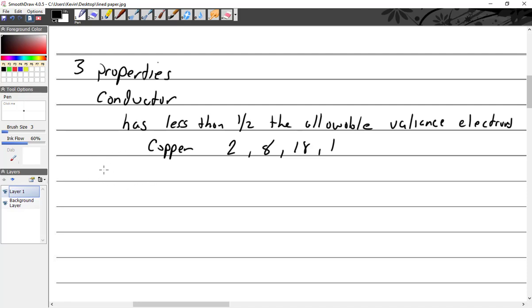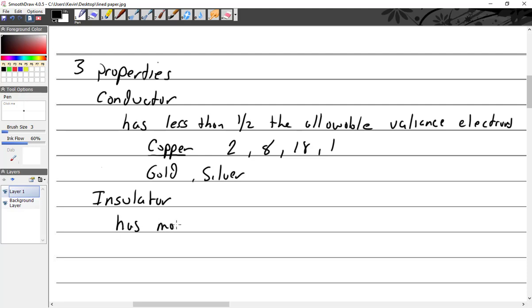So conductor. What else did we have? Insulator. Okay, I'll put insulator here. And before I move on to insulator, what were some other examples of a conductor? Gold, silver, aluminum, a lot of metals. Okay, insulator. And what made something an insulator?